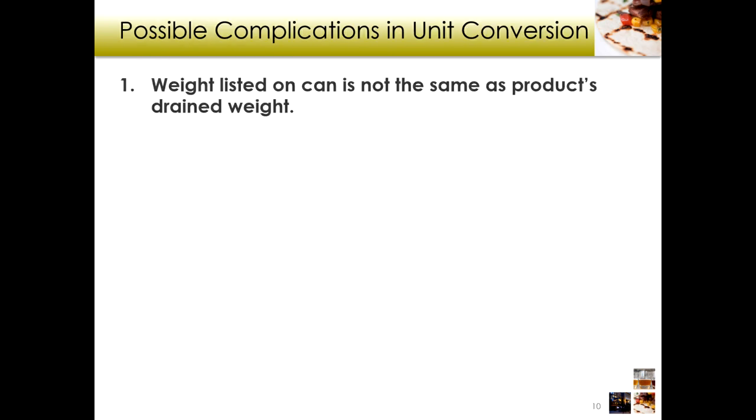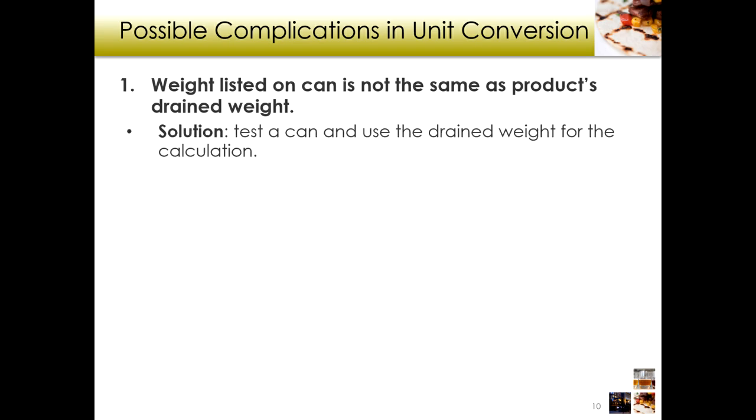So, some possible complications that you can come across. The weight listed on the can is not the same as the product's drained weight. Something like a jar of pickles or a jar of capers, where it says 4 liters of pickles. Well, there aren't 4 liters of pickles. There's 4 liters of pickles and brine, but we're not using that brine. So to figure out what our yield is, we're going to have to empty that container out and weigh the pickles and figure out what our weight yield was. So then we don't have a yield percentage, we have the actual yield. We can figure out exactly what our price is. So we call it a kitchen test.